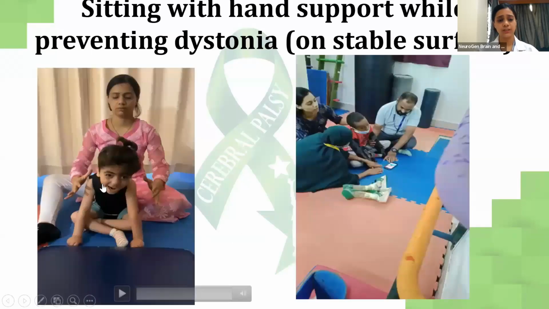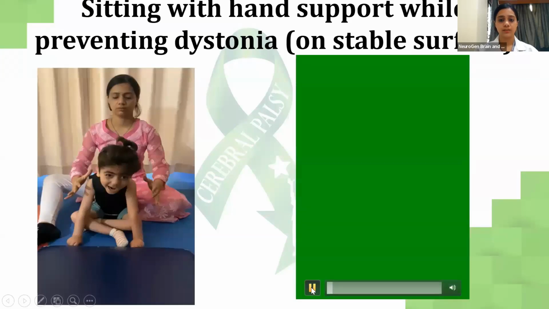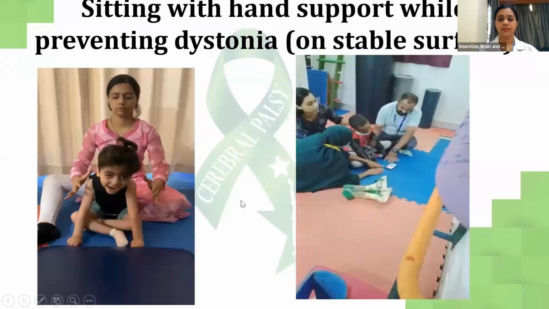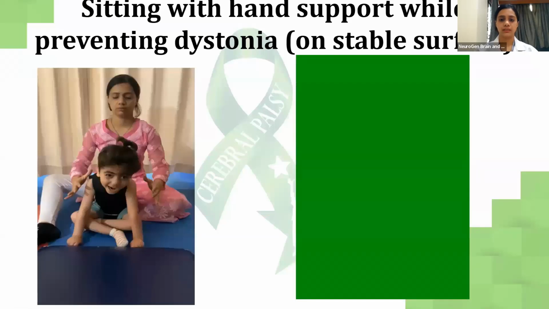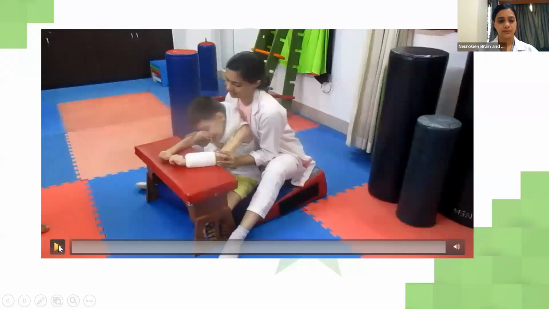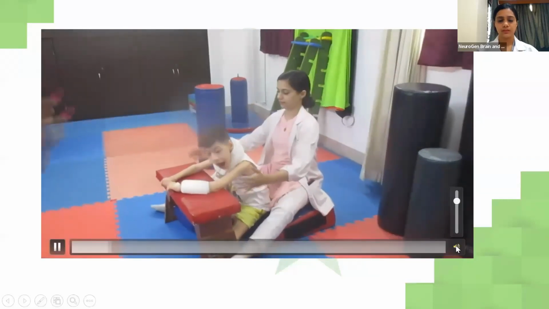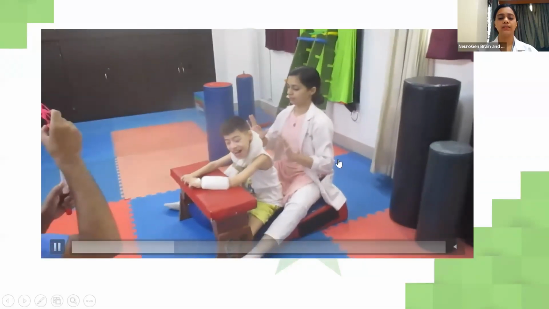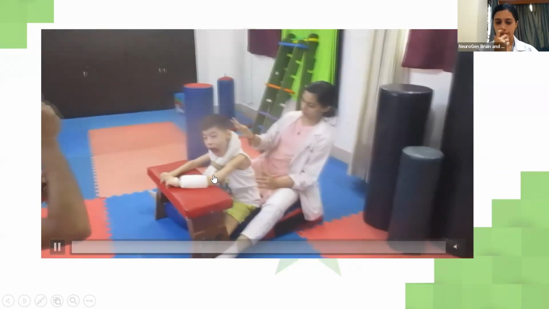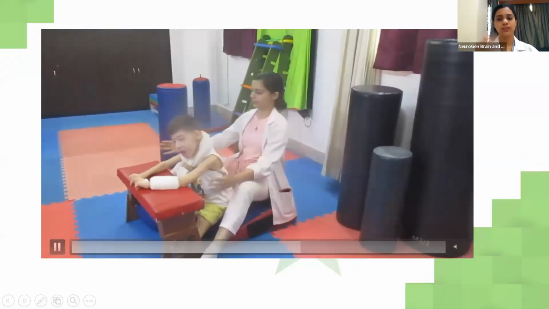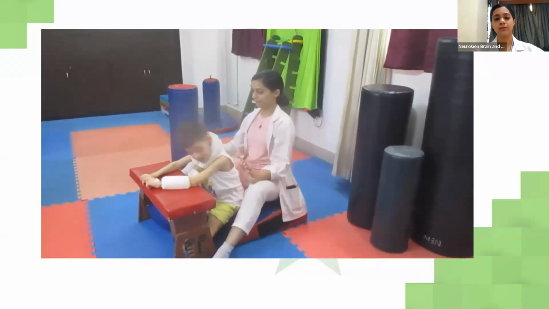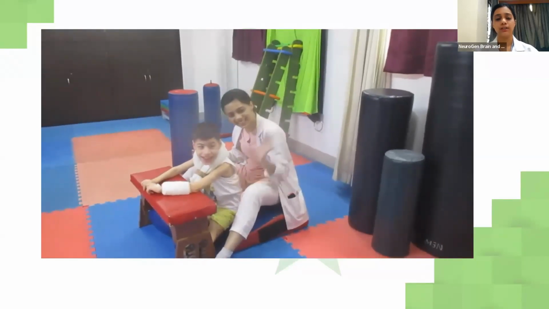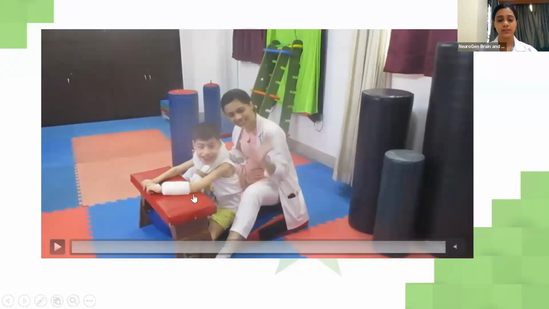Now, there are strategies which can be helpful to prevent dystonia on a stable surface. On a stable surface, he's sitting on a wedge, so his spine is above his hip, and he's taking weight on a table. The weight is distributed equally, so he is trying to look up.